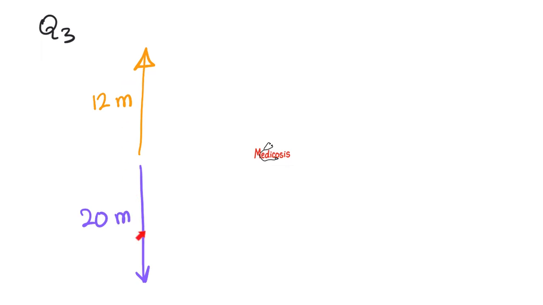Now here is question 3. The first vector that I have is 12 meters north, and the second one is 20 meters south. Can you give me the resultant vector of these two? Sure, the resultant vector equals vector 1, the orange, plus vector 2, which is the purple. The first one will get a positive sign because it's going north, so plus 12 meters.